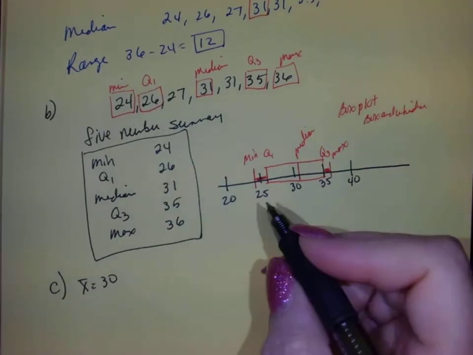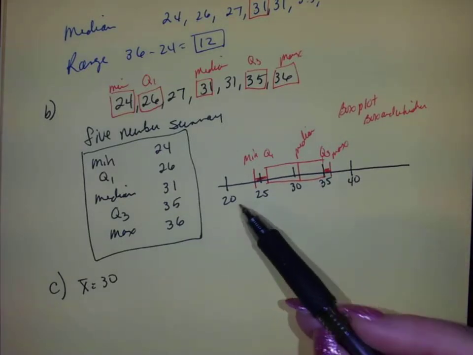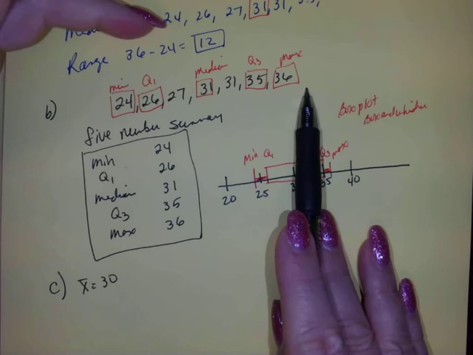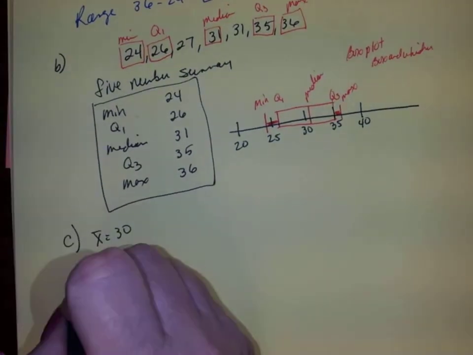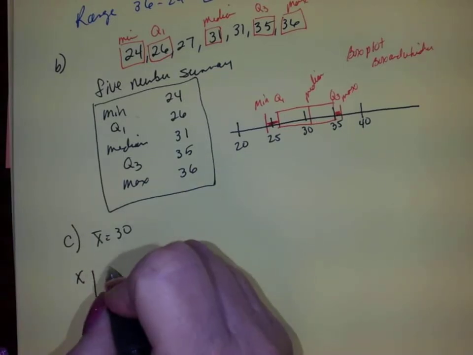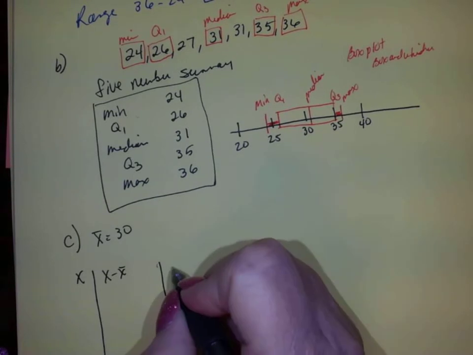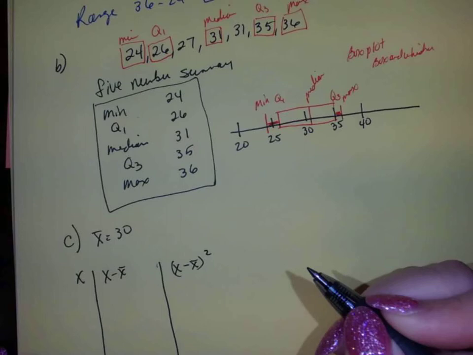And if you also recall, for standard deviation, we've got to figure out how much each point in our data set deviates away from the mean. That's why it's called standard deviation, because those numbers are deviating from that mean. So we're going to make a chart. So we'll have our x values, and then we'll have the x minus x bar, and then we'll have x minus x bar squared.